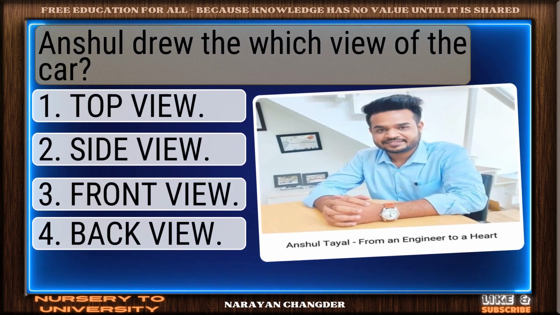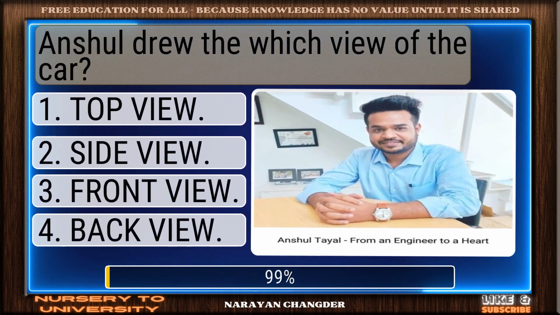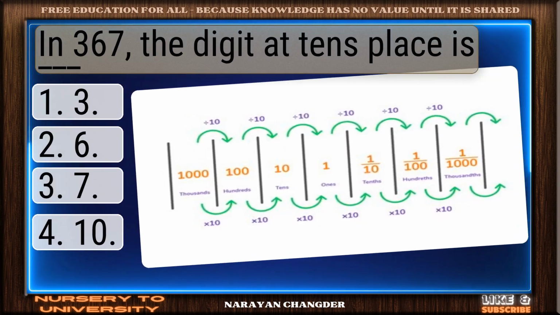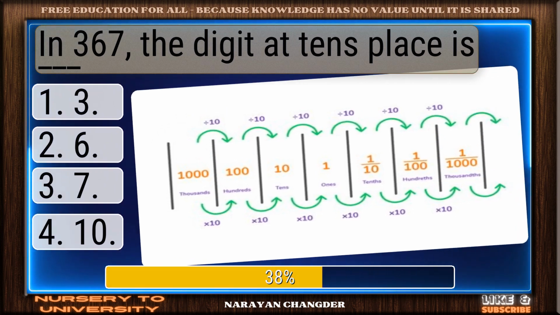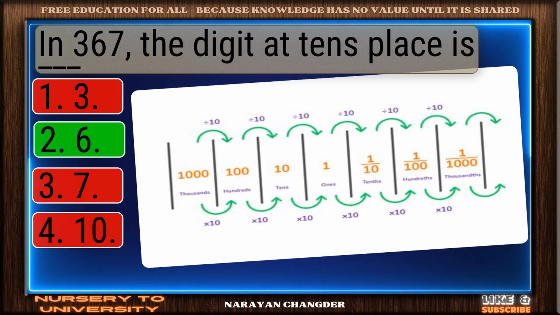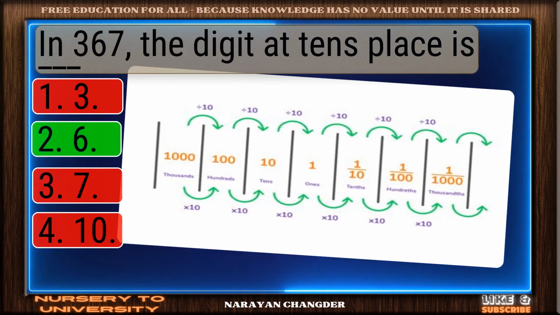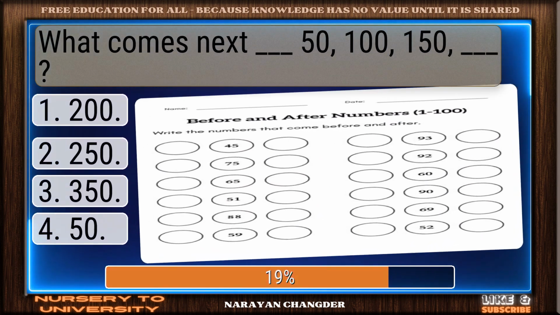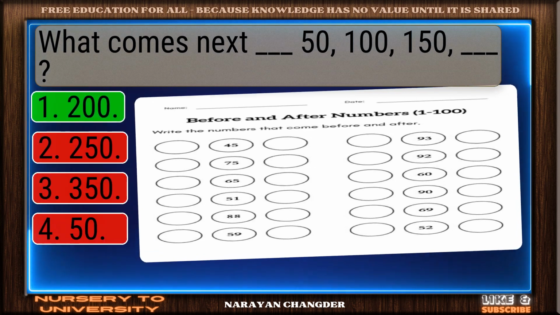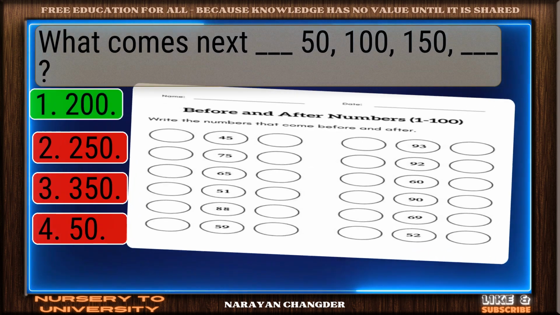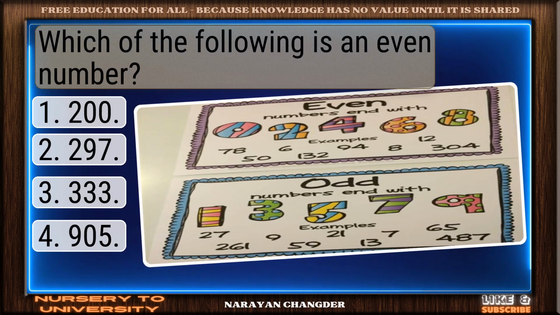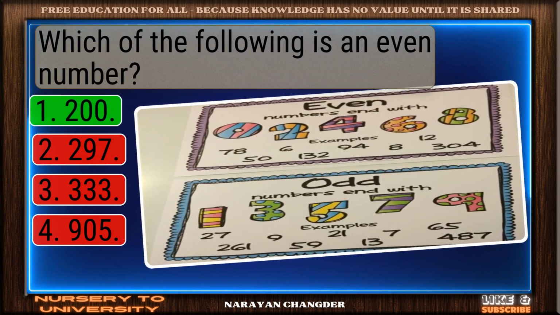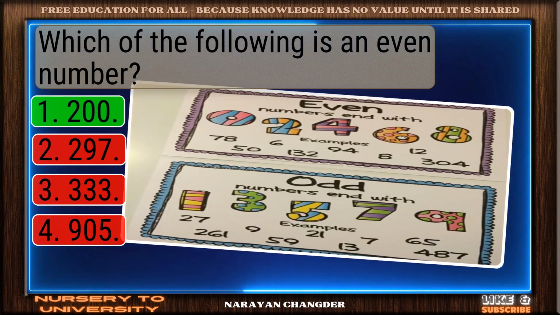Anshul drew which view of the car? Nicely done. Side view is a solid answer. In 367, the digit at tens place is dash. Well done. 6 is the right choice. What comes next? Dash, 50, 100, 150, dash. Good job. Your answer 200 works well here. Which of the following is an even number? Excellent. 200 is a brilliant choice.